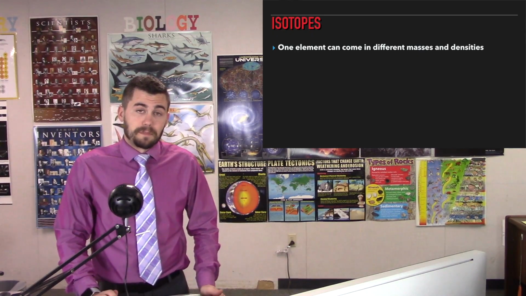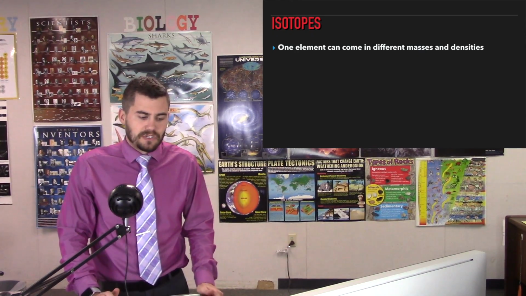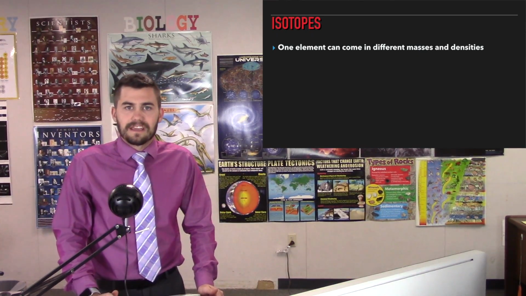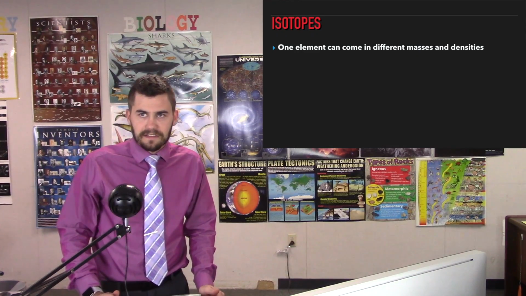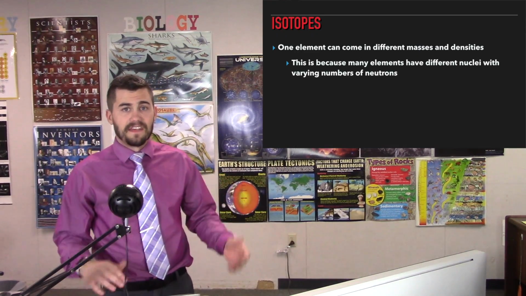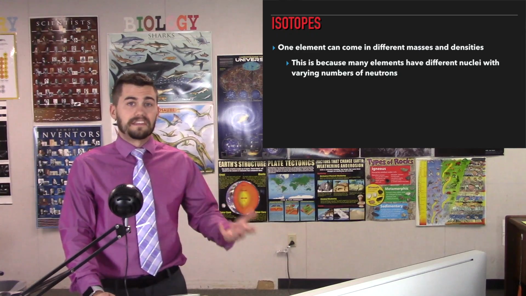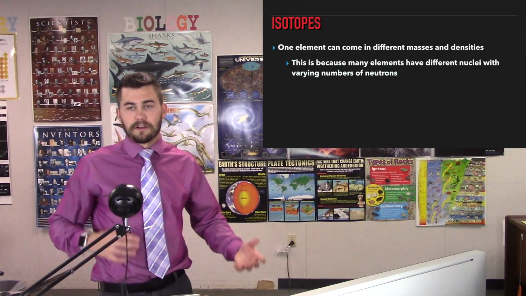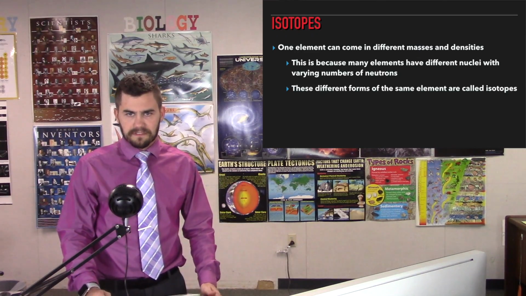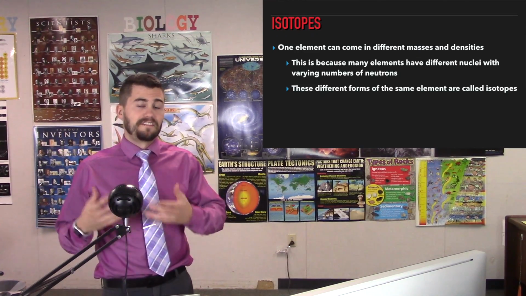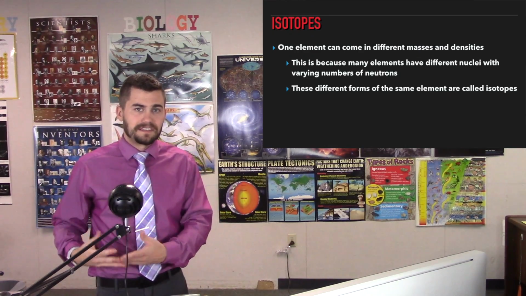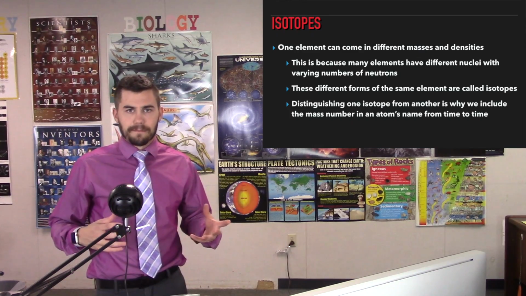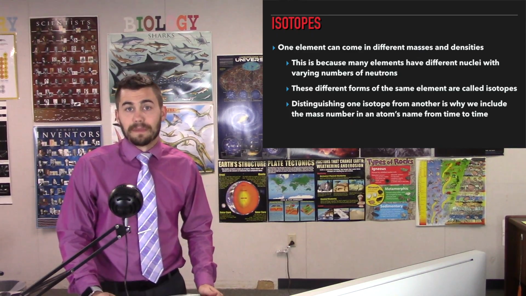Now, the reason we have to be specific is because the vast majority, I don't know exactly as a percentage, but the majority of elements actually come in different varieties. They'll have different masses and therefore different densities, because the number of neutrons does not determine what type of element it is. So these things called isotopes are versions of the same atom, the same element, but with different numbers of neutrons. So we distinguish them by using the atomic mass.